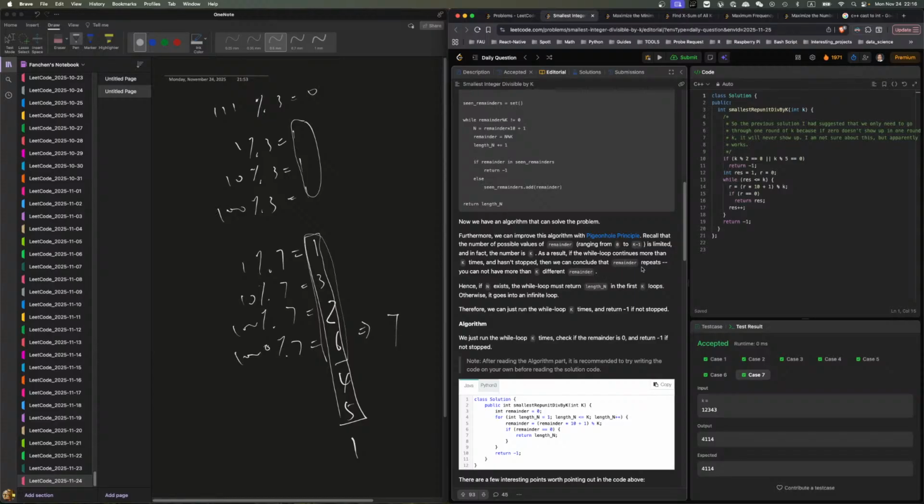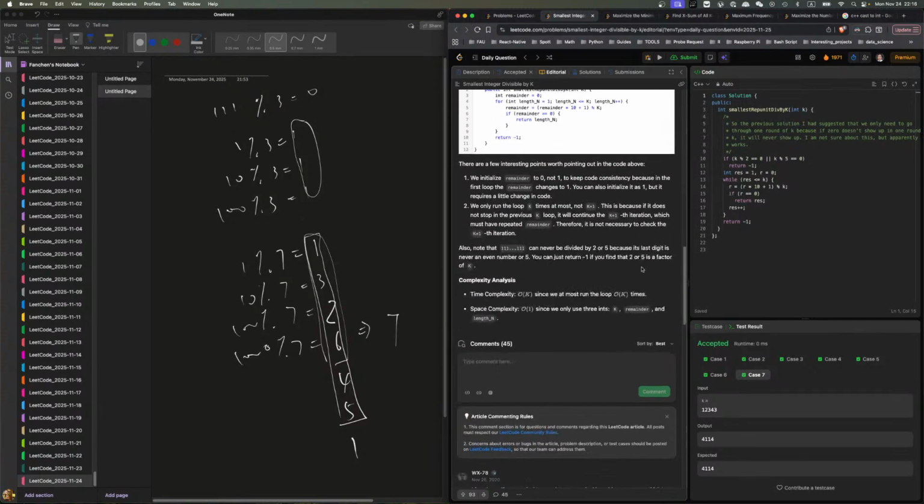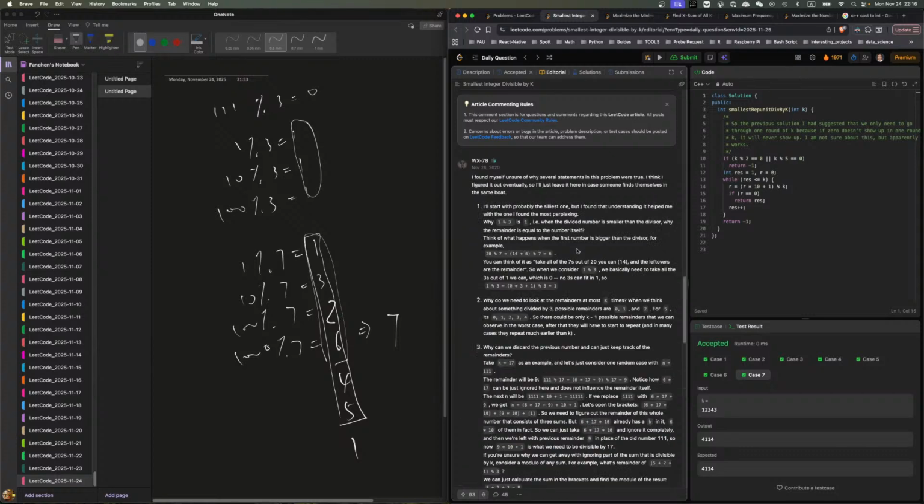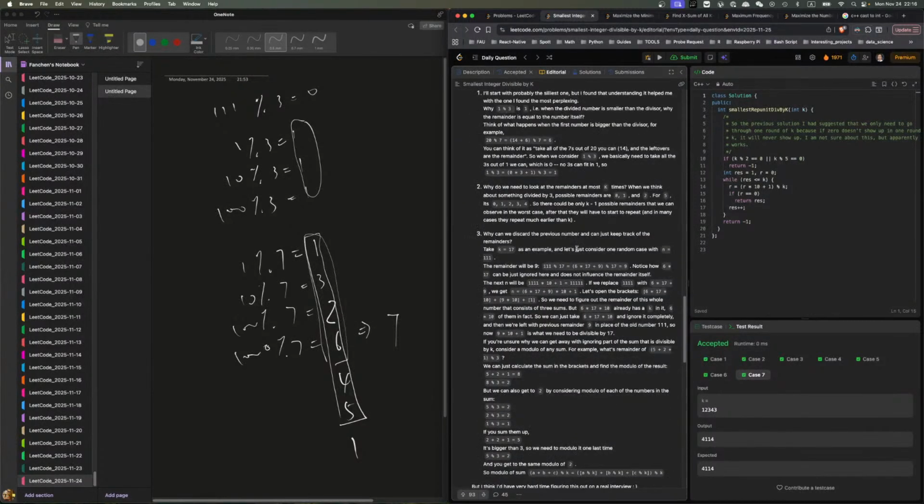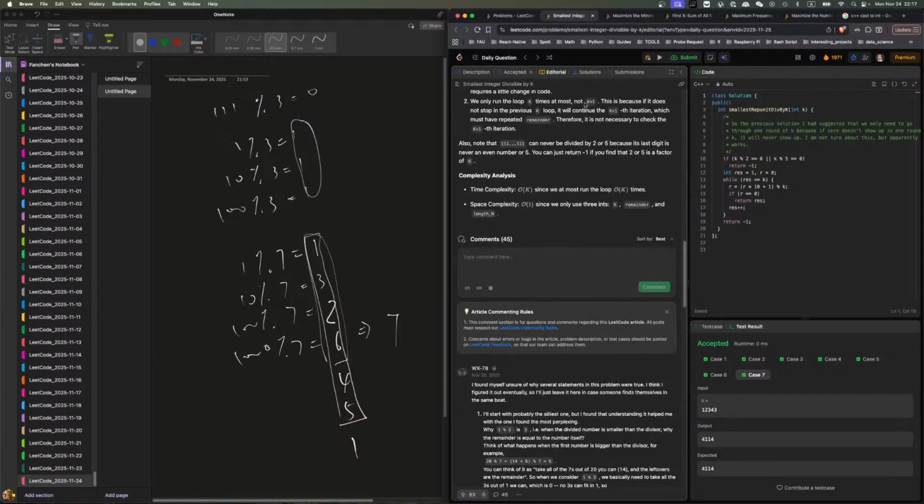I can conclude that remainder repeats. Okay. I don't know about that. But my other solution definitely makes more sense, right? My other solution makes more sense. It makes sense to me. And this one, yeah.